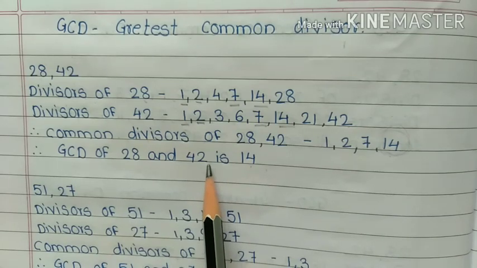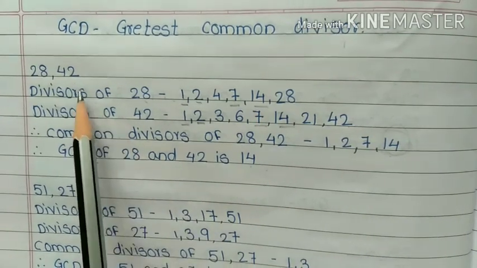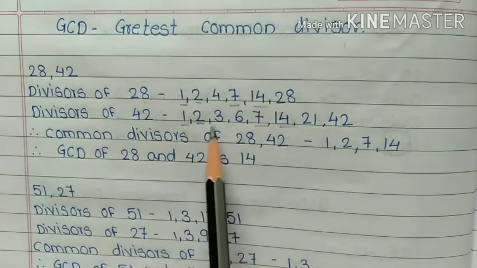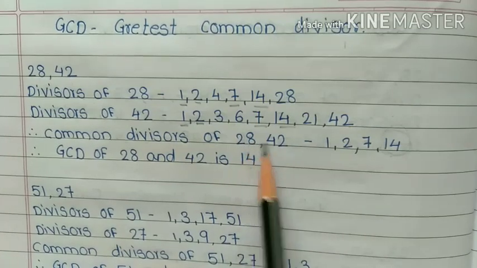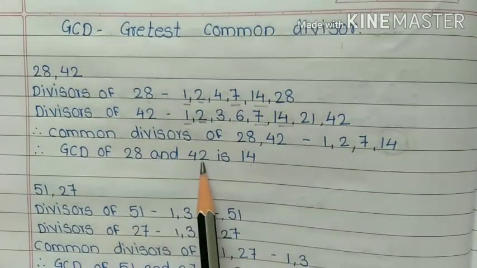One more time, let me explain the steps. First, write the divisors, then underline the common divisors, then note down which is the greatest among them. That is the GCD of the given numbers.